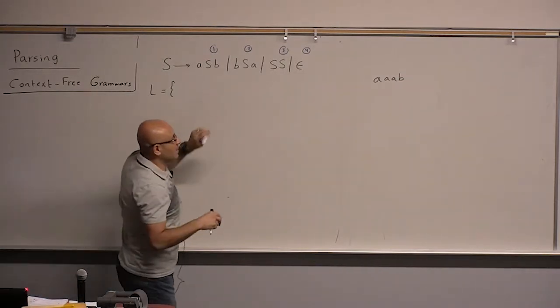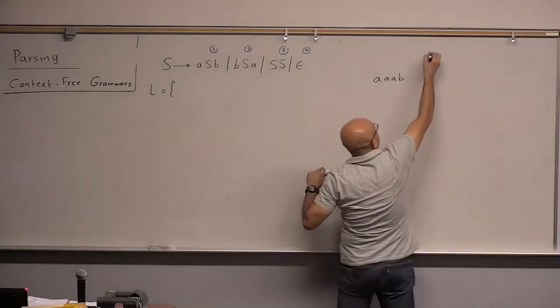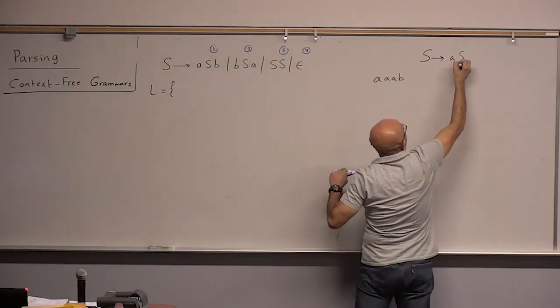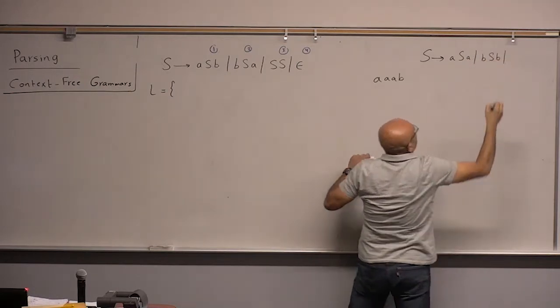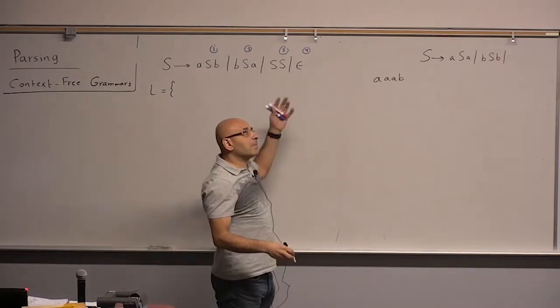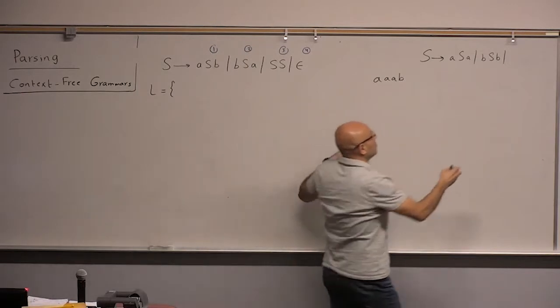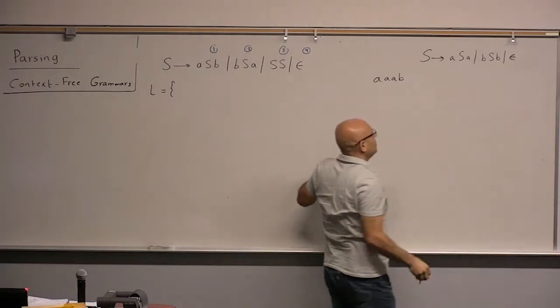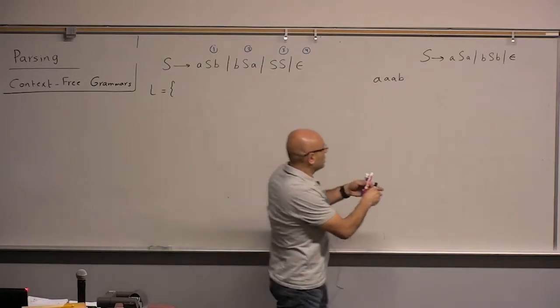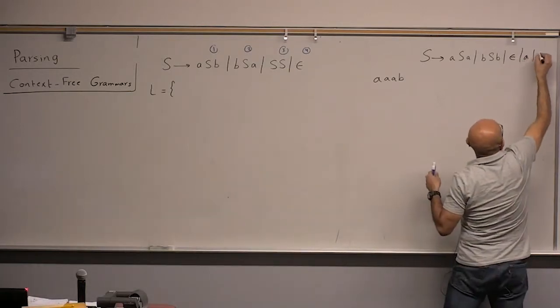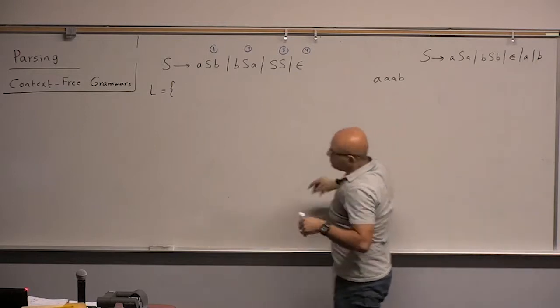And by the way, the grammar for a palindrome is this. So palindrome is ASA or BSB. If you want it to be an even length palindrome, you put an epsilon. If you want an odd length palindrome, you can also accept A and B. So this is the palindrome grammar.